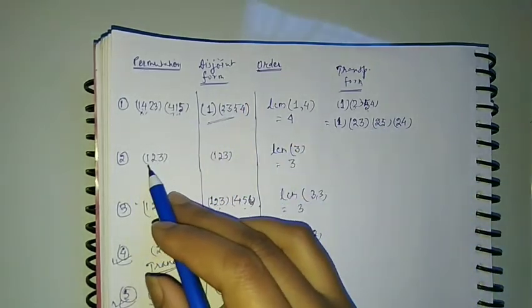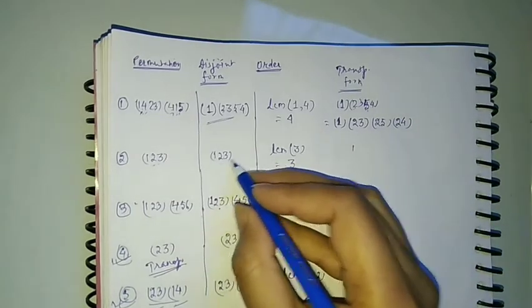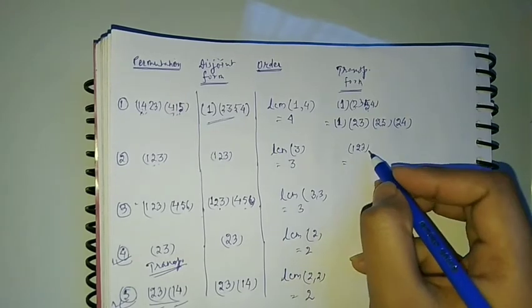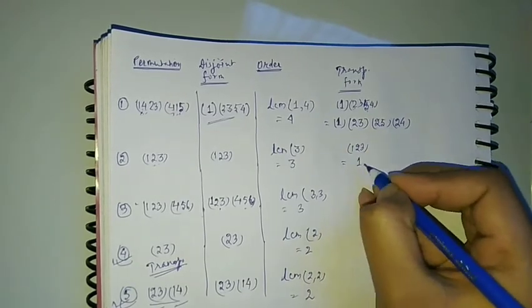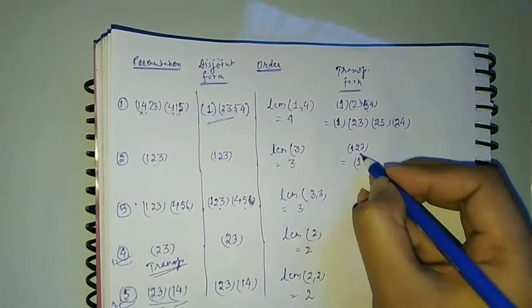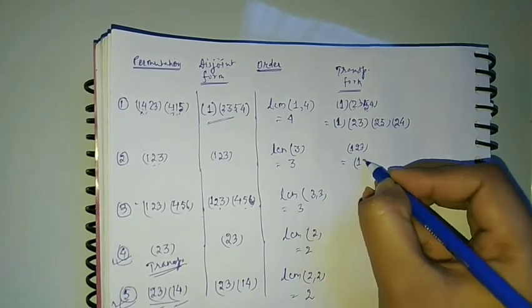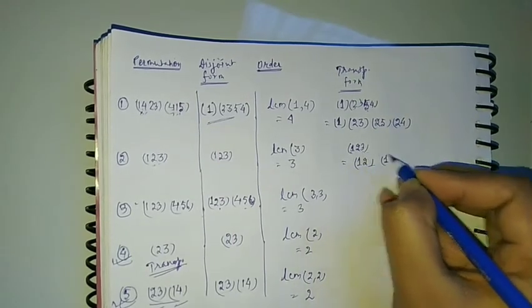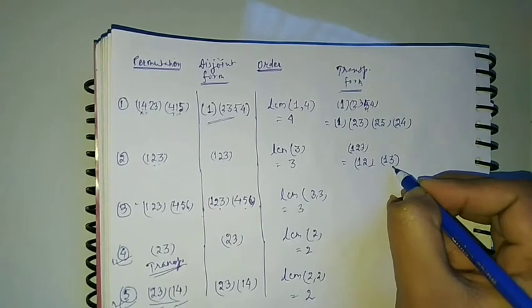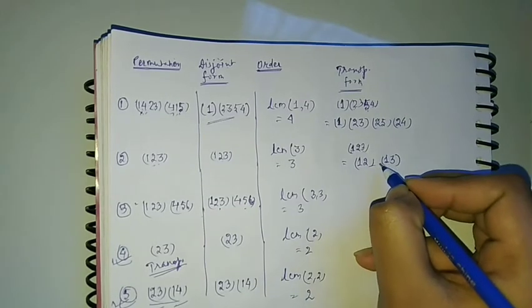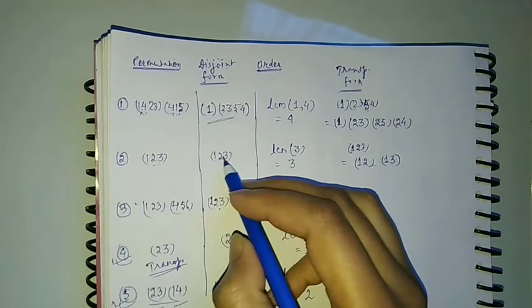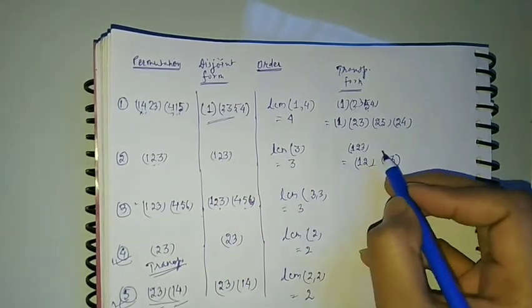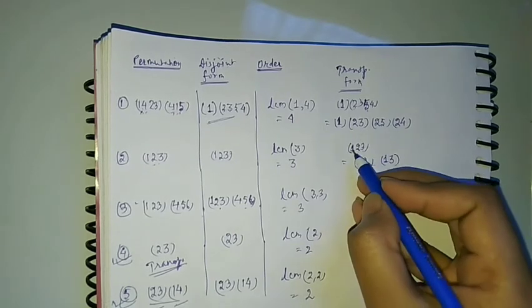And for example number 2, the disjoint form is 1 2 3. If you want to convert this into a product of transpositions, again first write 1 and then write 2, it is the first transposition. Again write 1 and write 3, this is the second transposition. So this is the product of transpositions of this disjoint form of cycle. It is clearly like the old telephone dialing method. It is similar.